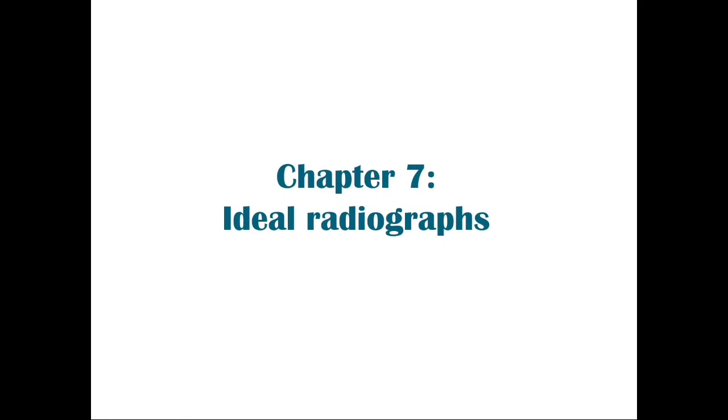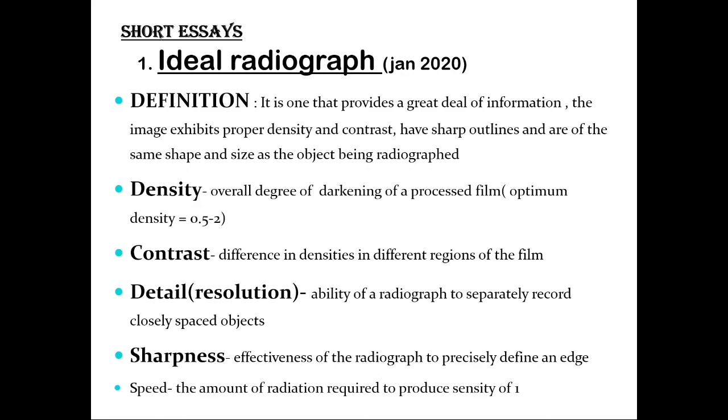Under the chapter of ideal radiographs, which you can refer from Freny Karjodkar itself, they have a huge chapter about the ideal radiograph as such. Once a question has been asked relevant to the ideal radiograph, you should start off with the definition. It is one that provides a great deal of information. The image exhibits proper density and contrast, has sharp outlines, and is of the same shape and size as the object being radiographed. And then you should talk about the attributes of an ideal radiograph.